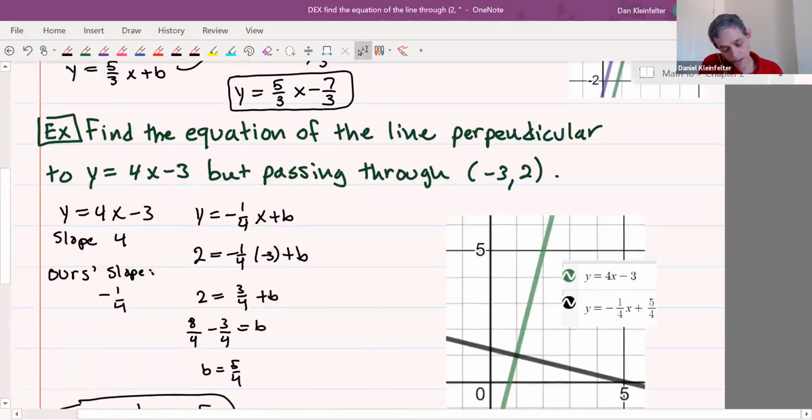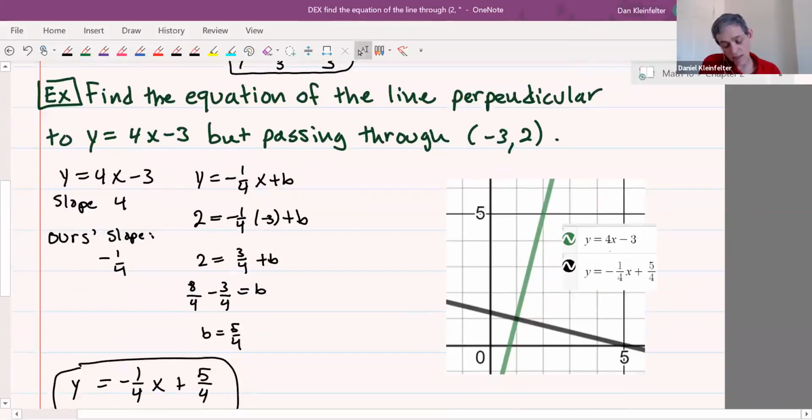And then we had gone on to find the equation of the perpendicular line to y equals 4x minus 3, but passing through the point -3, 2. So our 4x minus 3 is shown here in green, and then the one we came up with, -1/4 x plus 5/4, is shown in purple, or black rather.